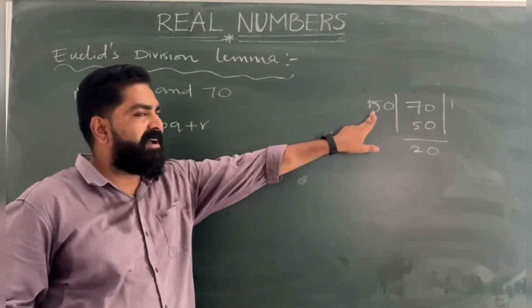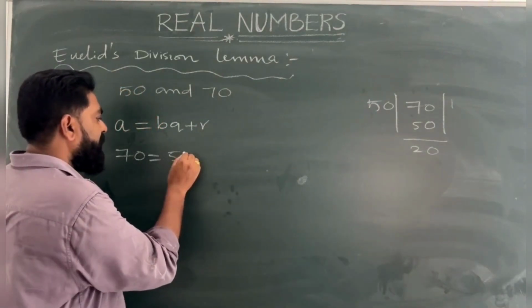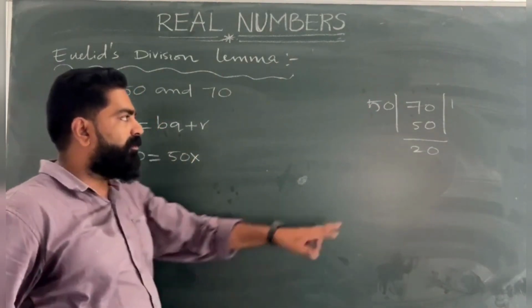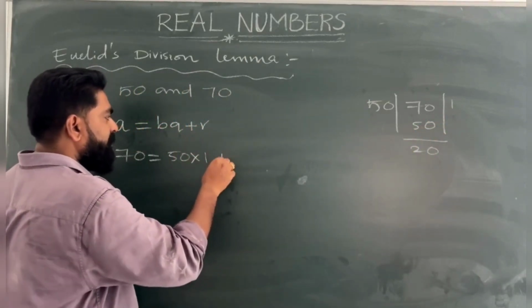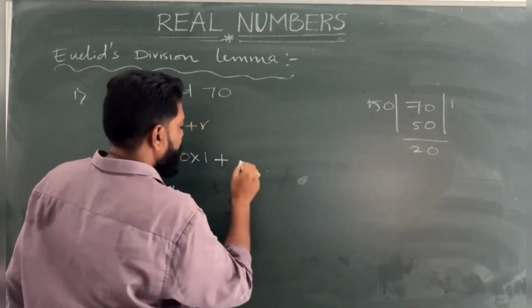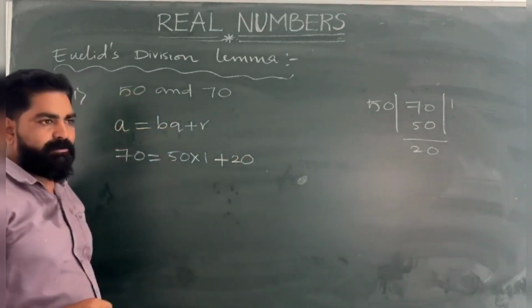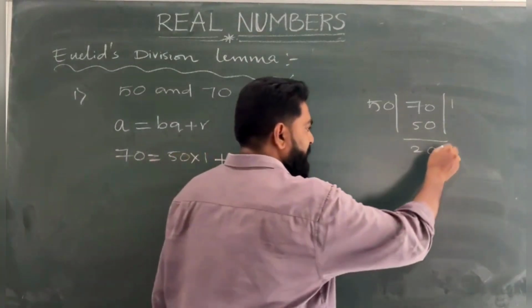B means divisor is equal to 50 into Q for quotient. What is the quotient? 1. Here plus R, the remainder, is equal to 20. This is the first step. Next, coming to the second one.